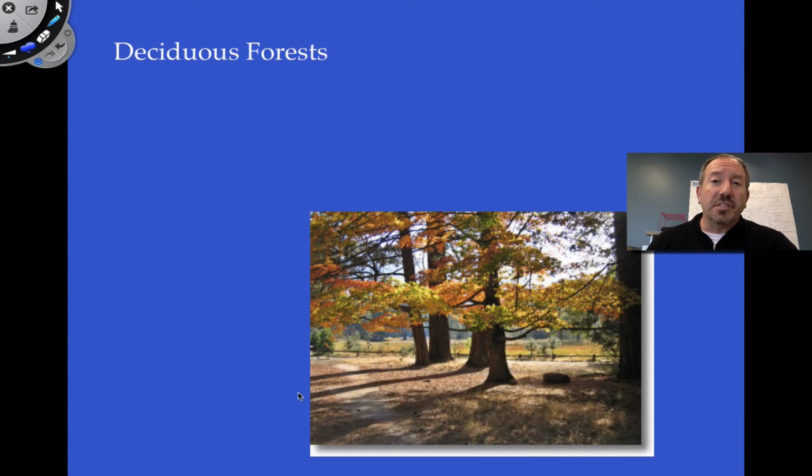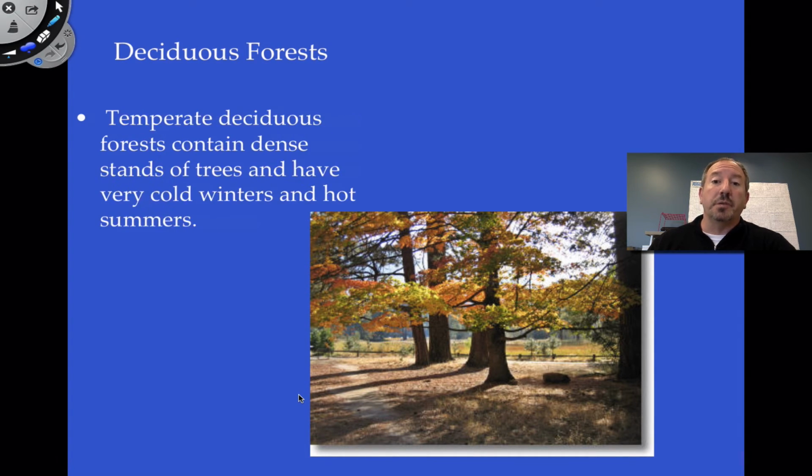Then we move on to the deciduous forest. The deciduous forest is really, in fact, all the biomes are great, but the deciduous forest is really beautiful because it has these distinctive seasons. I think it's maybe most famous for the autumn or the fall, where the leaves are changing colors.